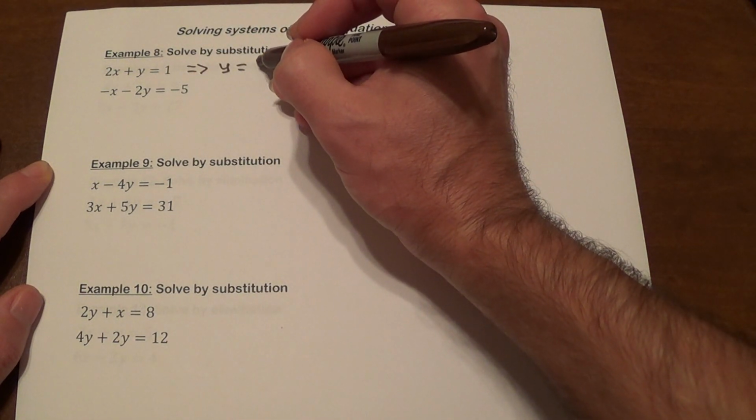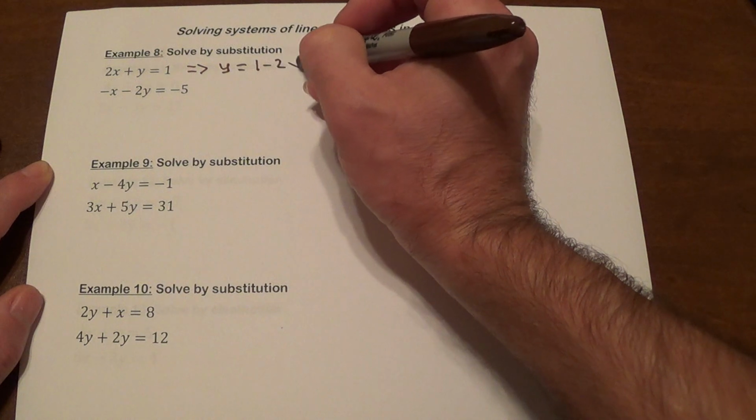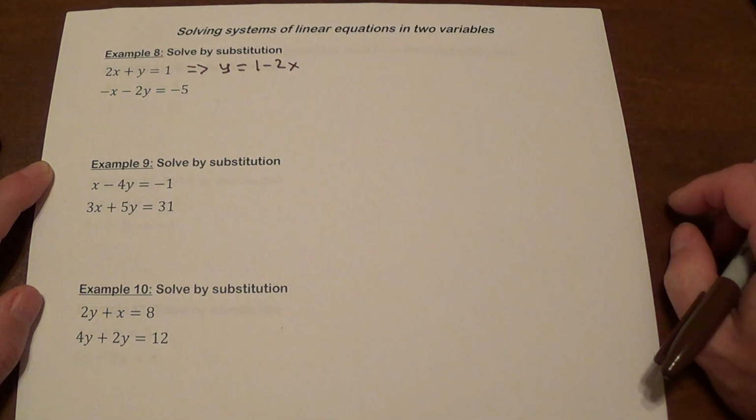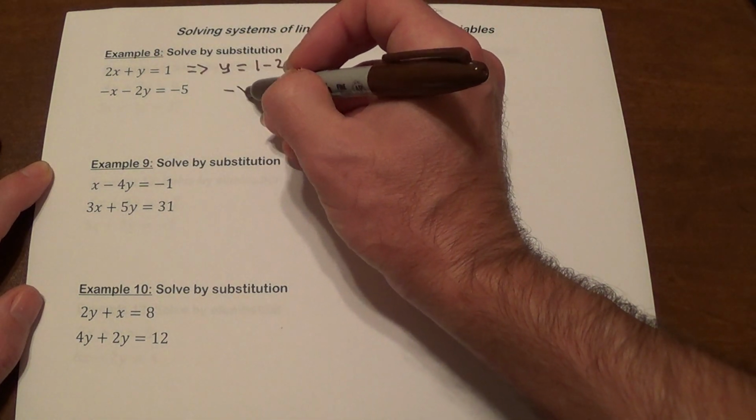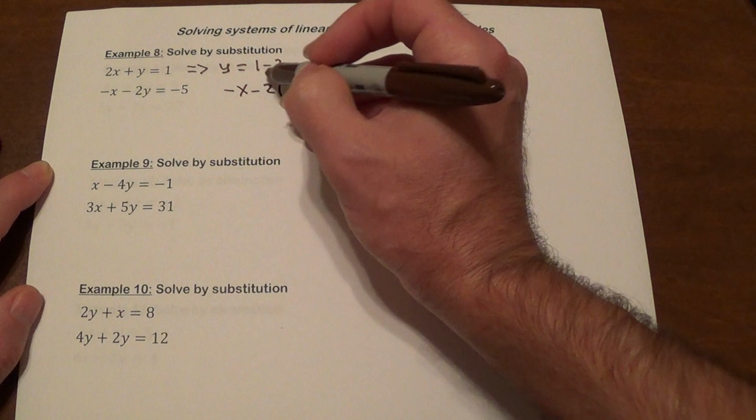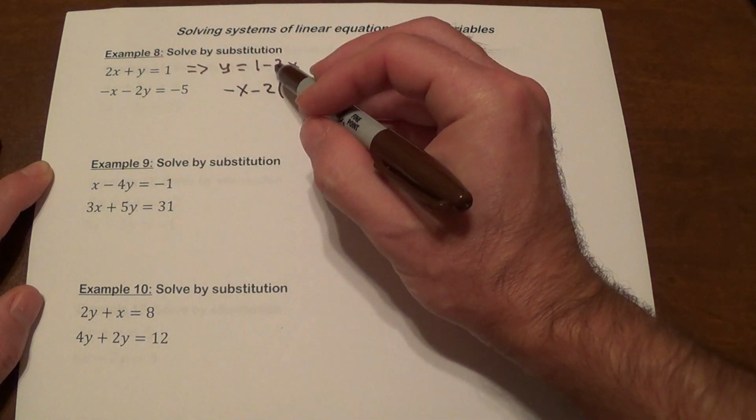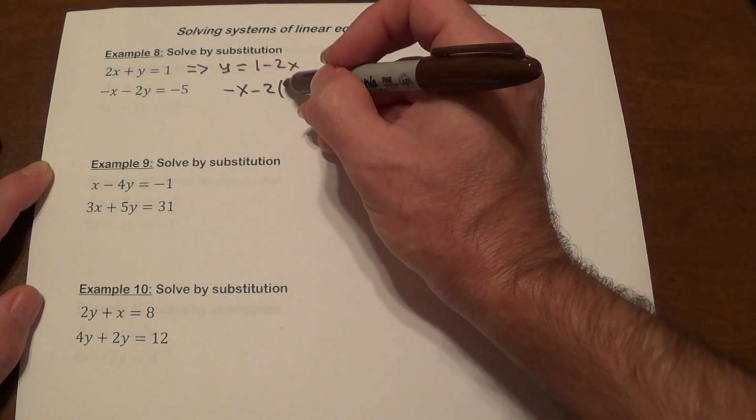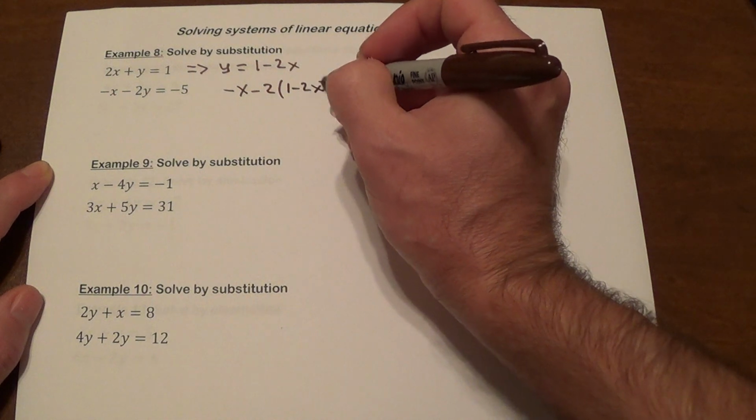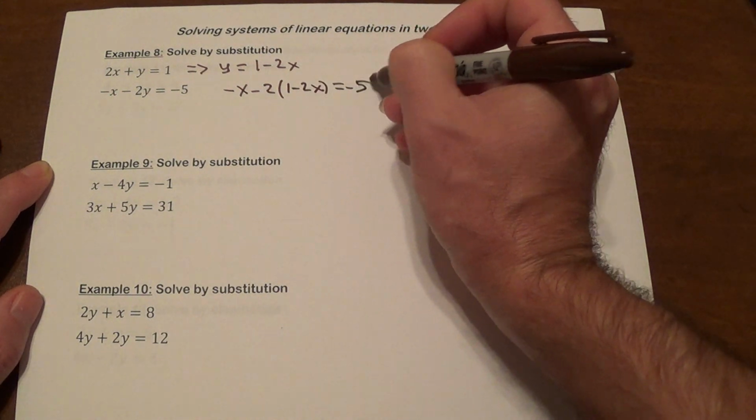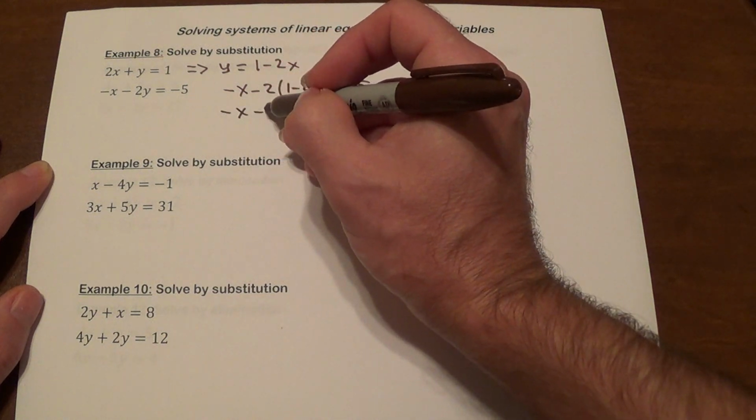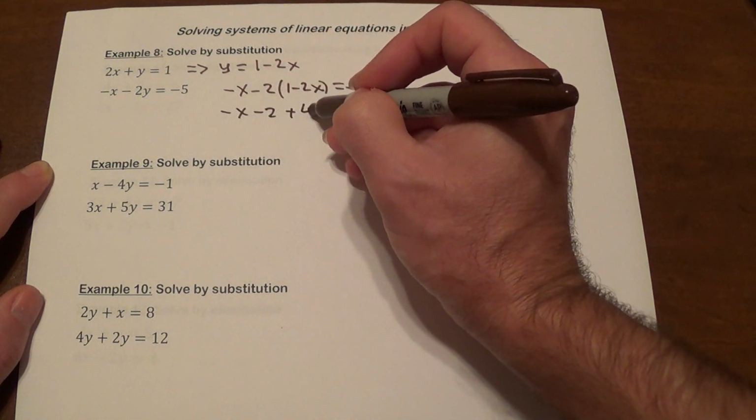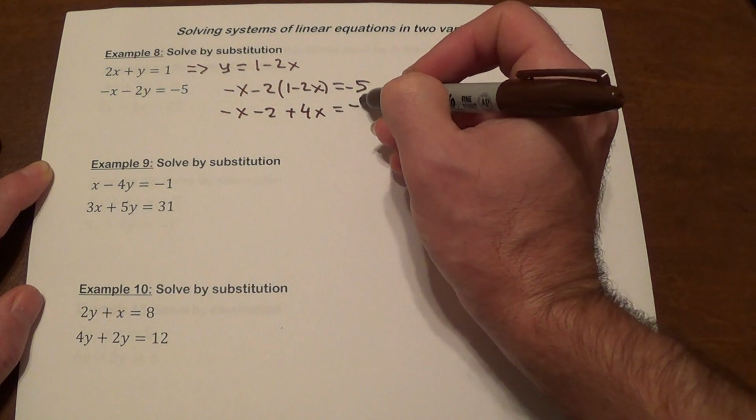So it's going to be y equals 1 minus 2x, and then I can make substitution into the second equation to solve it. So I'm going to get negative x minus 2 times y, here y is replaced with that quantity, (1 minus 2x), equals negative 5. Distribute, so we get negative x minus 2 plus 4x equals negative 5.